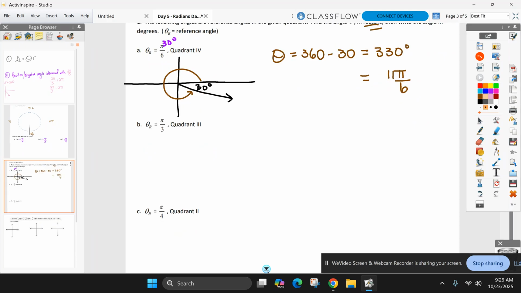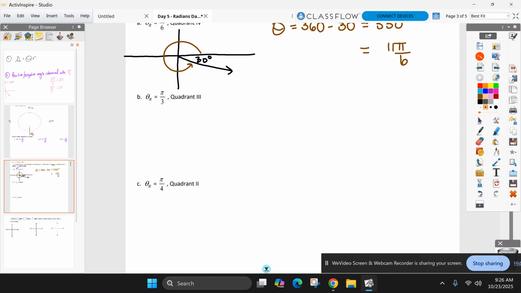Next up. Pi over 3. Don't look back. How many degrees am I working with? 60, right? Well, pi is 180. 180 divided by 3. So this is 60. Can you set that up in quad 3? That reference angle in quadrant 3.